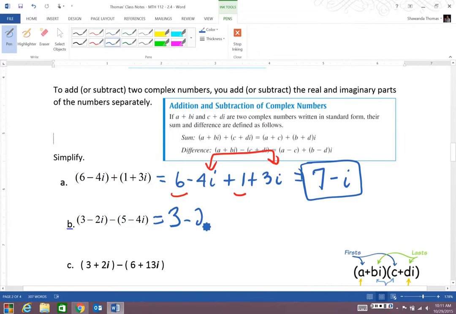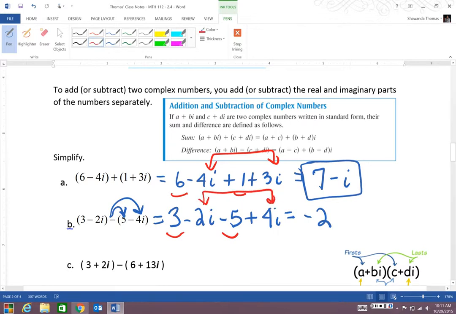3 minus 2i, and let's distribute the negative 5, and then we have a positive 4i. So the like terms are 3 minus 5, which is negative 2, and we have negative 2i plus 4i, which is 2i. So the answer is negative 2 plus 2i.